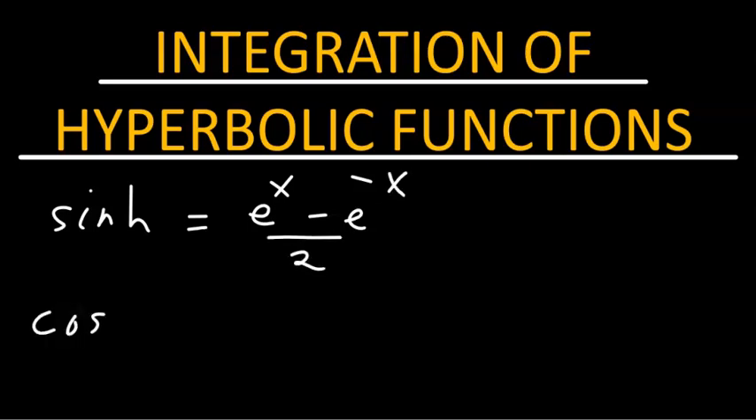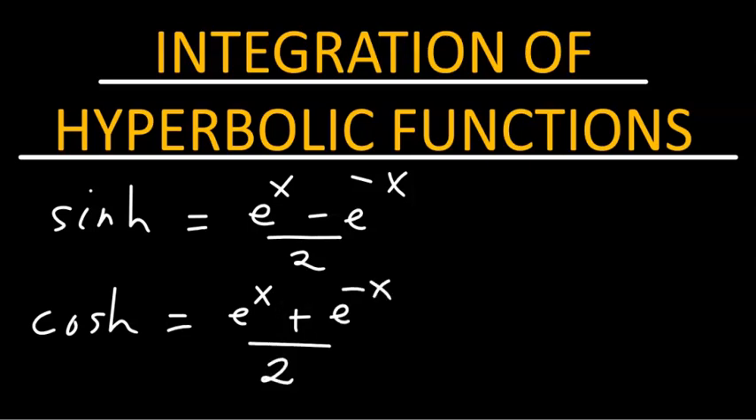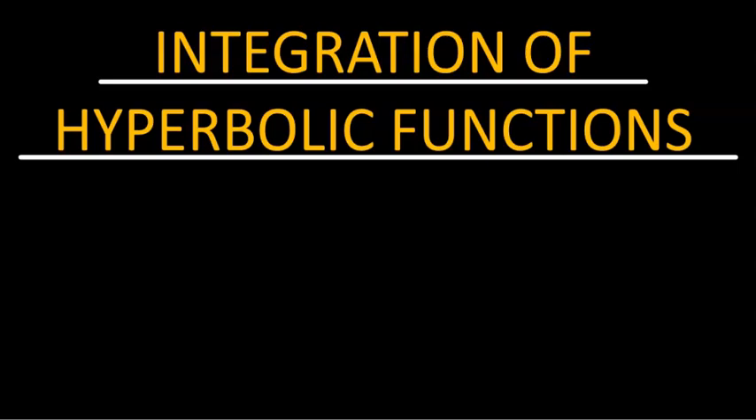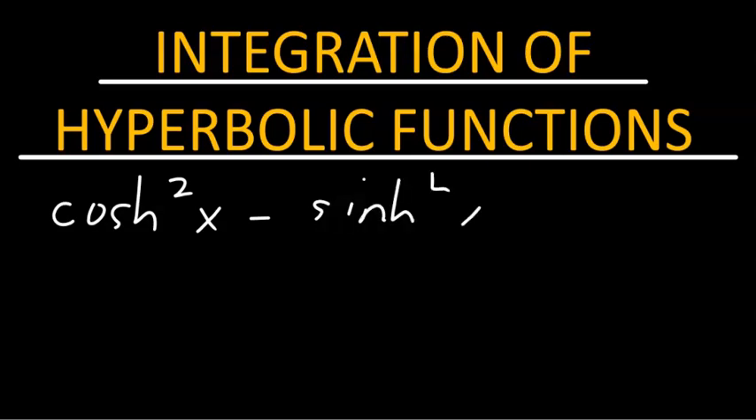Likewise, hyperbolic cosine can be expressed as e to the power x plus e to the power minus x over 2. There are also important identities worth knowing. The first is the square of hyperbolic cosine minus the square of hyperbolic sine is 1.